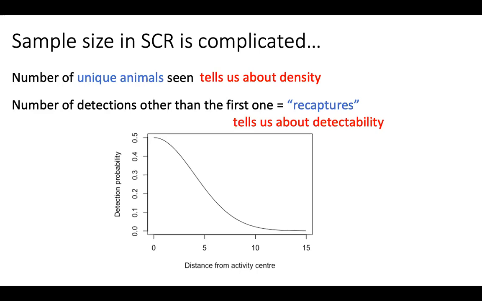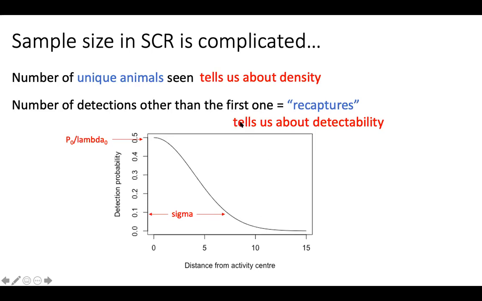The reason why we need recaptures is that we need to estimate this detection function. The detection function has two parameters, p naught, or lambda naught, and sigma. And it basically relates the probability of seeing an animal, or the number of times we see an animal, to the distance between that animal's activity center and the camera. We need to estimate this function, and recaptures give us a way of doing this.